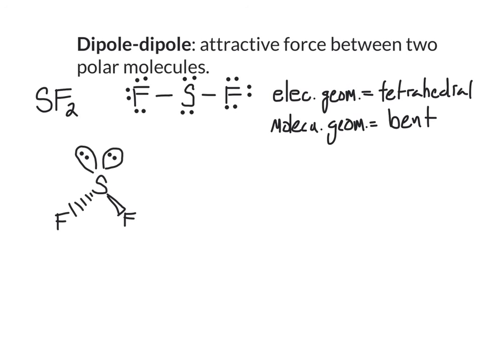Looking at the electronegativity difference of sulfur and fluorine, we can assign partial charges along the covalent bonds, and we see that there's a partial negative charge associated with the fluorine and a partial positive charge associated with the sulfur, resulting in a net dipole moment of the molecule as indicated here.